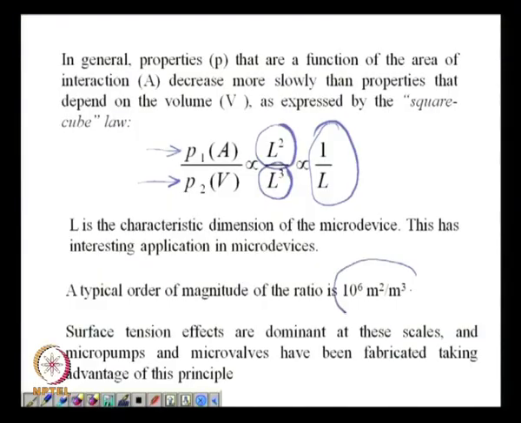A typical order of magnitude of this ratio of P1, which could be surface tension, and P2, which depends on the volume, which could be mass. So P1 by P2 is going to scale as 1 by L, and for a micro device, if we think of this as a micron-size micro device, then this ratio is going to be of the order of 10 to the power 6 meter square per meter cube.